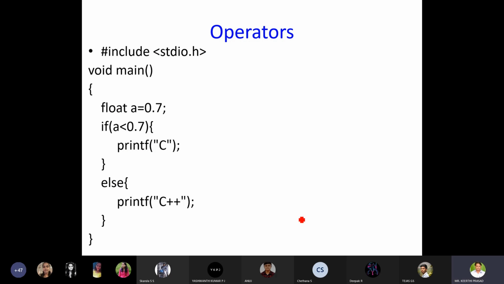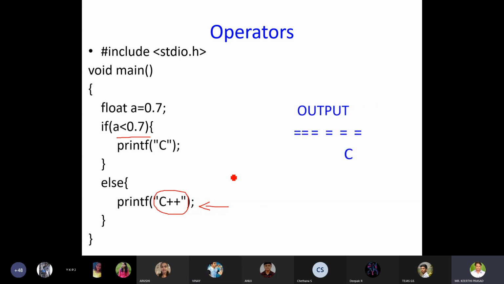What is the output? C++. So you mean to say C++ is the result, right? Can you justify why you thought so? What is the reason for coming to a conclusion that the condition will be false? Because A is 0.7, so A is equal to 0. Okay, but the answer is C, not C++. We need to correct our understanding.